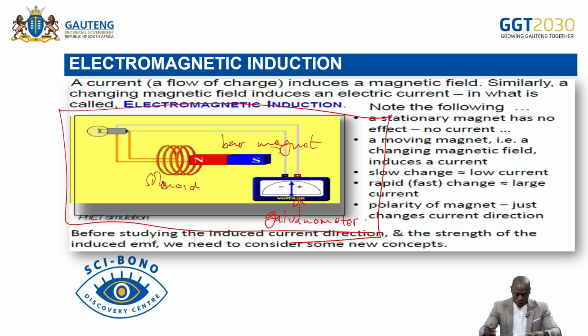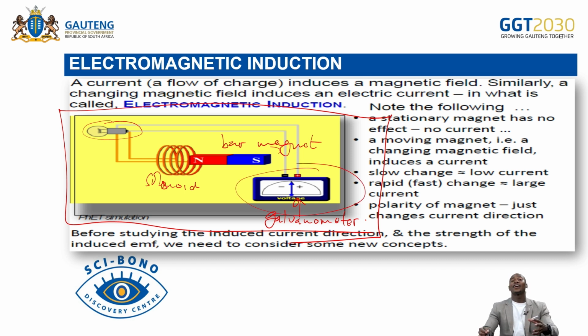Okay, right. So this is how we have connected our apparatus. We have a solenoid there, and the solenoid is connected to a galvanometer. And then there's also a bulb.